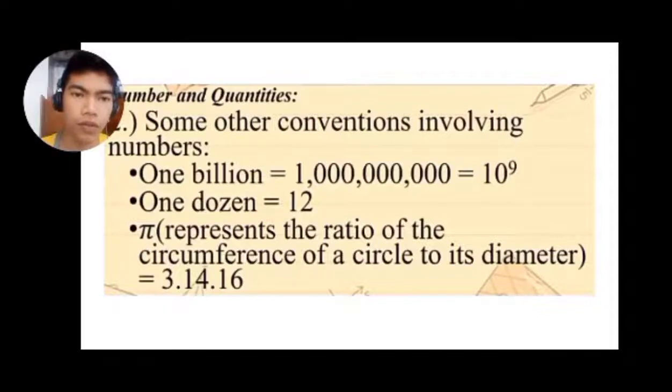Pi represents the ratio of the circumference of a circle to its diameter. For example, it will be 3.14159.